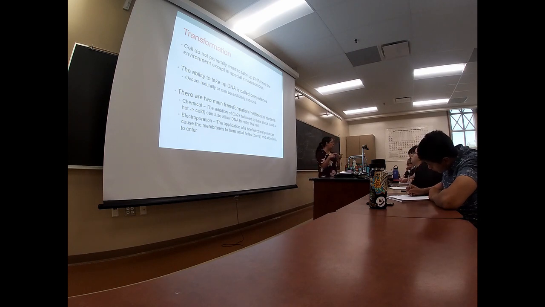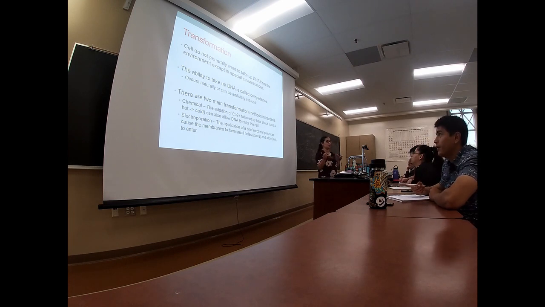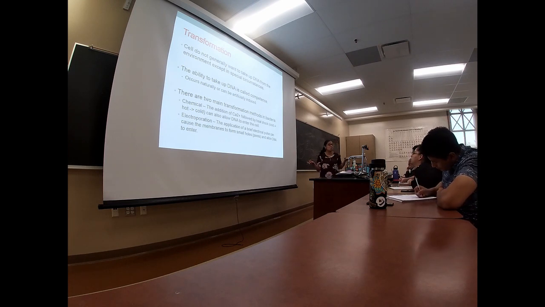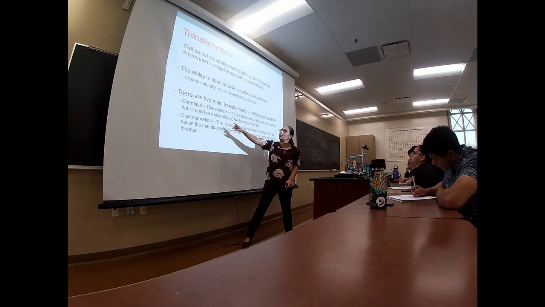Because if you buy a little box of like 10 tubes of competent cells, they are hundreds of dollars for like 10 little tubes of competent cells. If you make them, it costs you a fraction and you can make a lot, okay? So the way that you make cells competent is you have to treat them with a chemical.